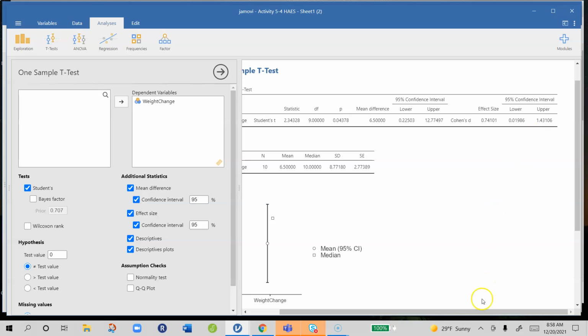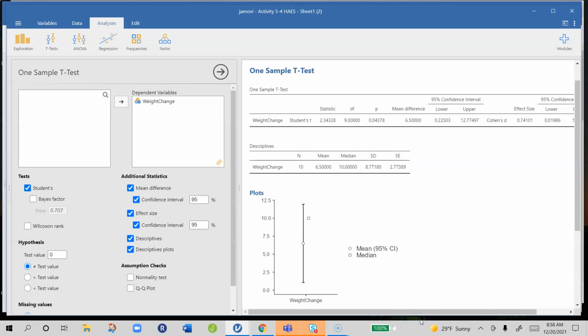That wide confidence interval is coming from the fact that we have a very small sample size. So although our p-value is fairly low, this isn't terribly compelling evidence against the null, given that we have a really small sample size and such wide confidence intervals. We're not feeling terribly confident in these results.